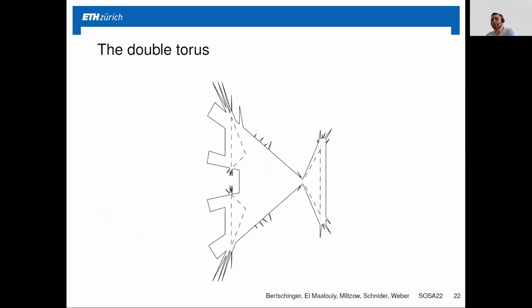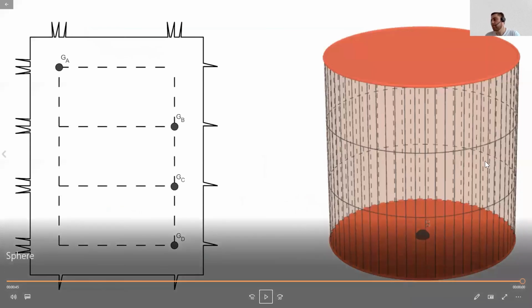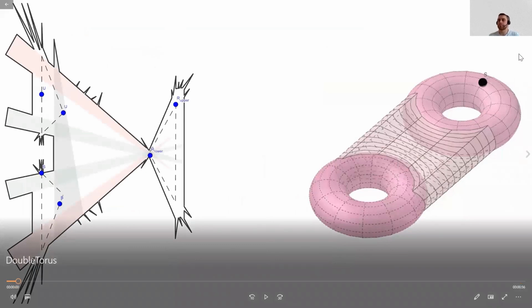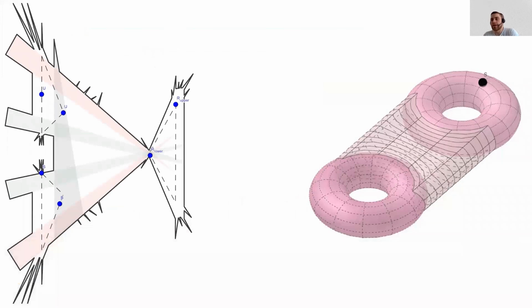The double torus, however, is harder to explain. And for the double torus, we again watch a video. So again, on the left-hand side, you can see the polygon as we had it before. Some regions are colored, some regions are not. And if we move the guards on the left-hand side, then this forms a torus.